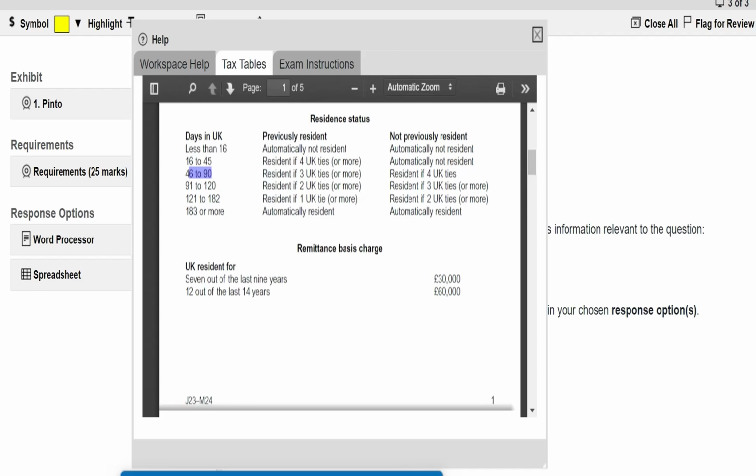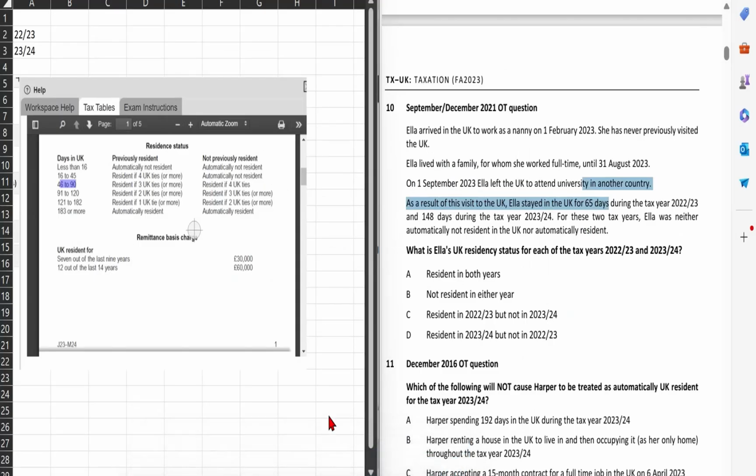Let me capture the screen. Okay, so I hope it's clear now. Okay, so the table is visible to all of you.